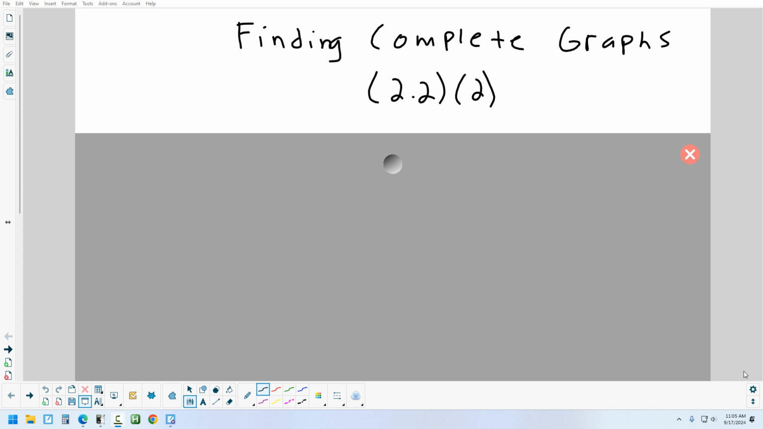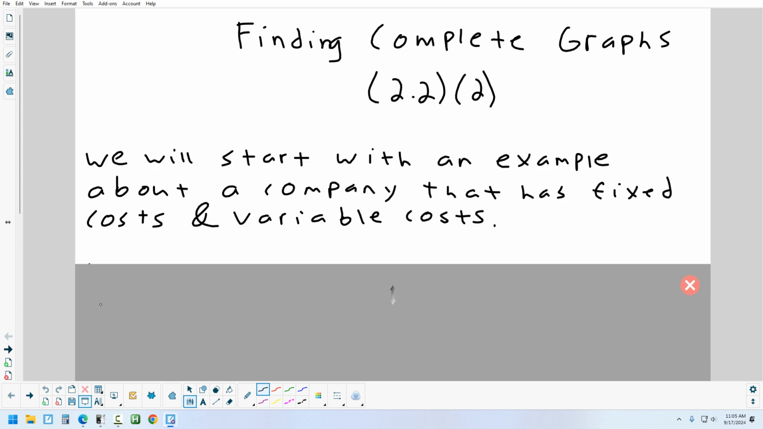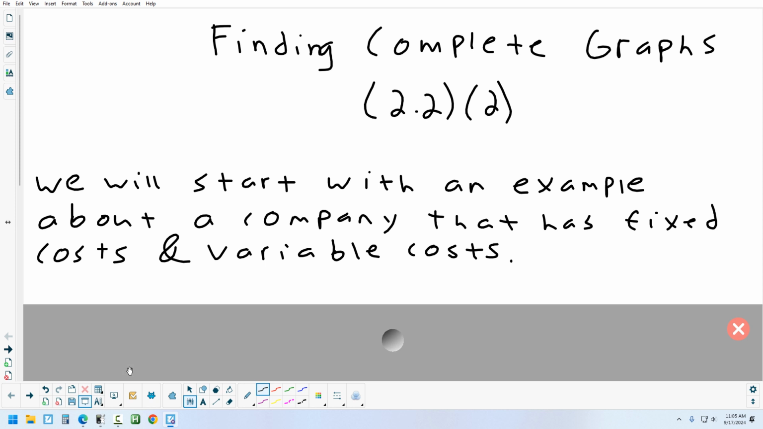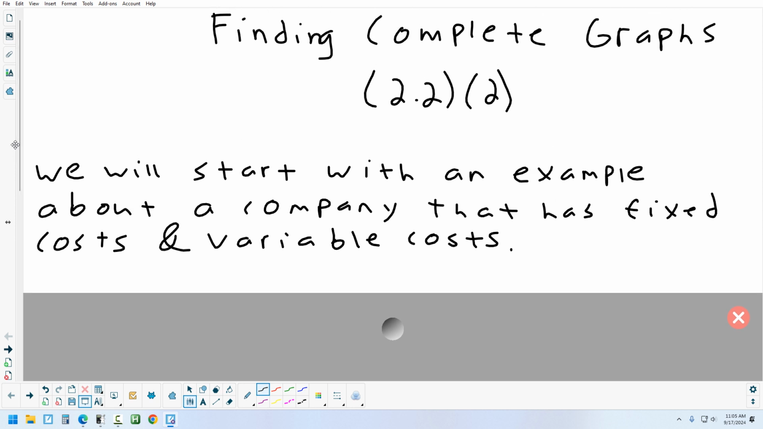We're going to finish looking at section 2.2. And we're going to look at a problem where we have a company that's going to produce a product, and the company is going to get a certain amount of money from the product they sell. We're going to call that revenue. But they also have to spend a certain amount of money to make their product. We're going to call that cost.